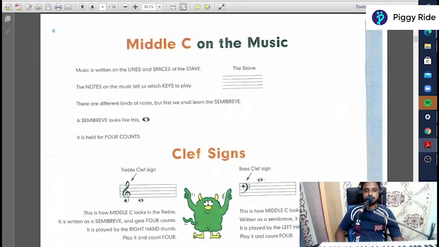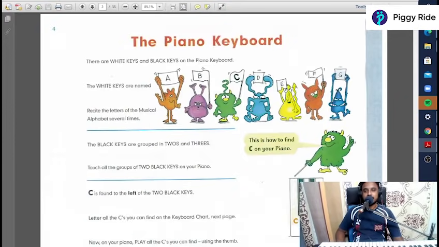Yes. So I hope you understood the concept. Till now we have seen the white key notes, that are A, B, C, D, E, F, G. Later we will see the black keys, and the black keys are grouped into 2s and 3s. So 2 and 3, 2 and 3, like that they will group. After that we have seen the C. So C will always come to the left of the 2 black keys.